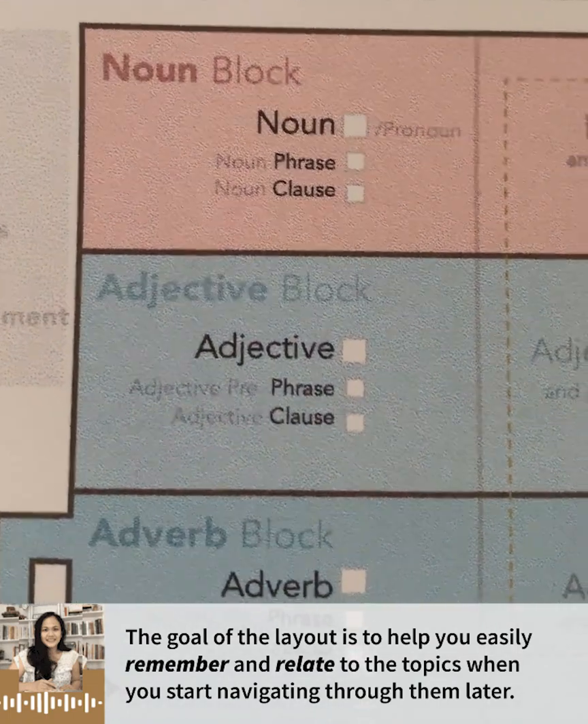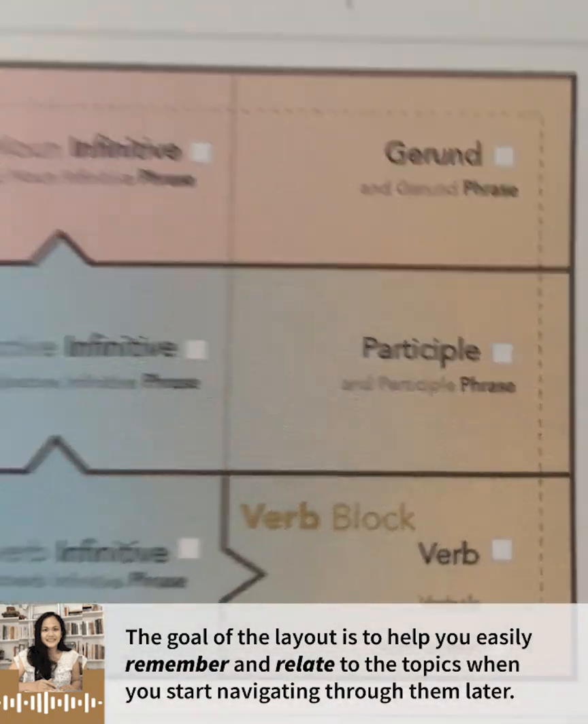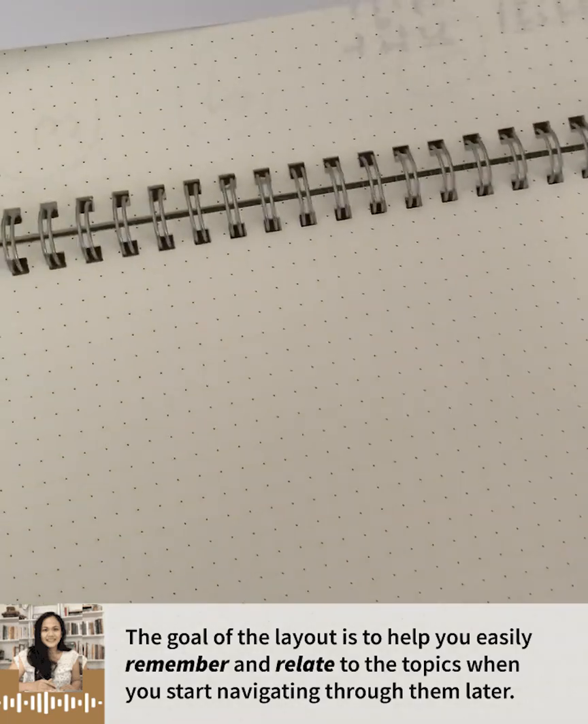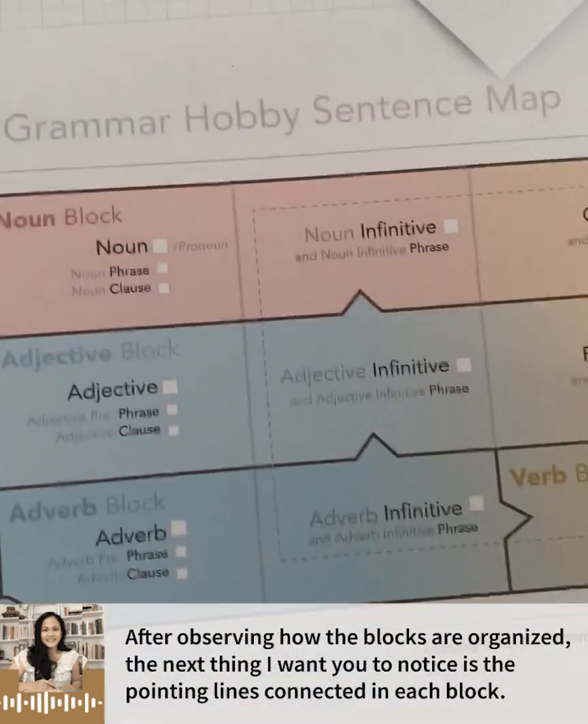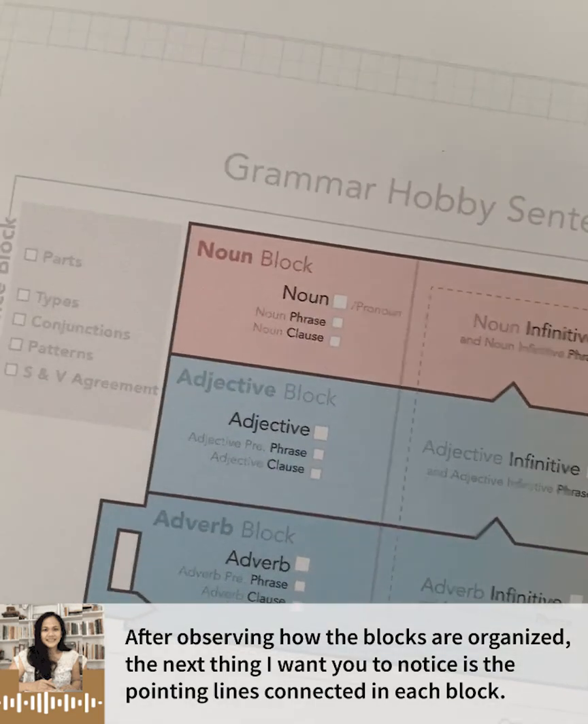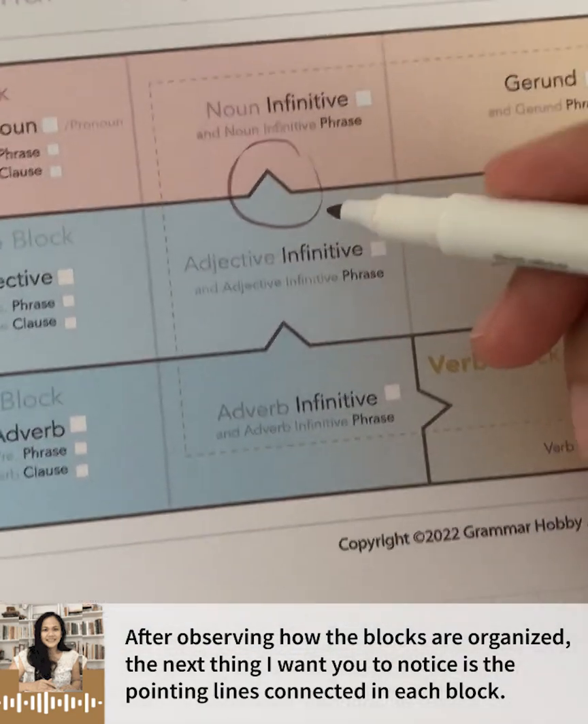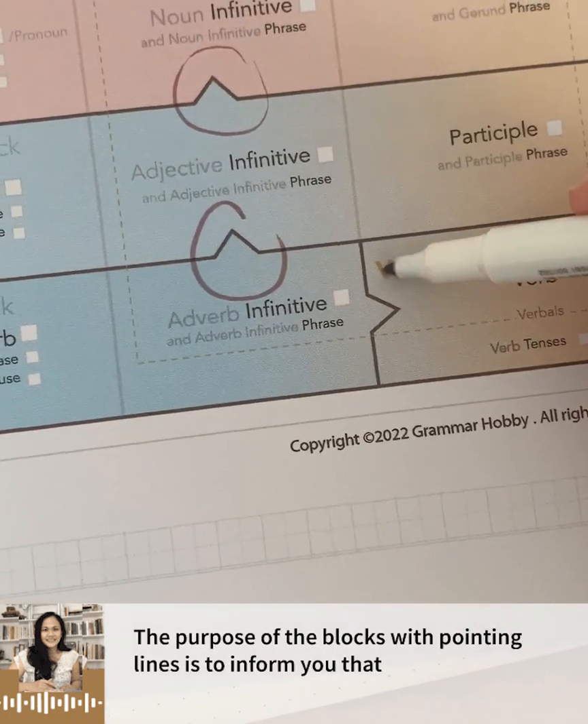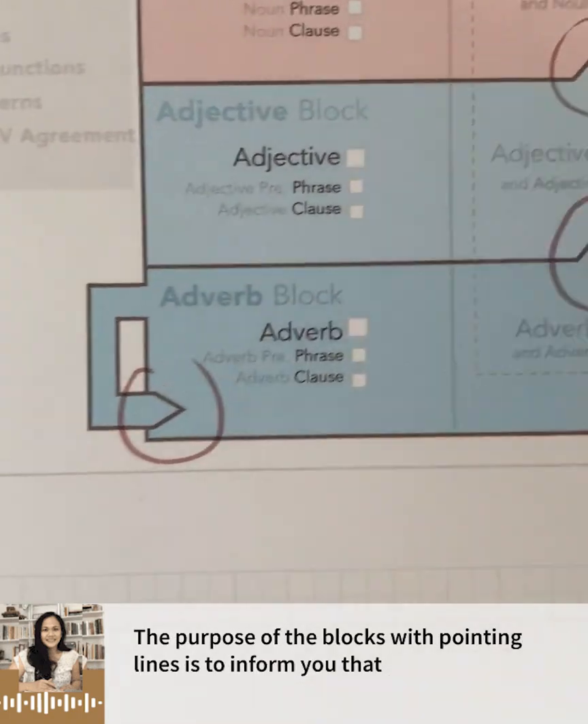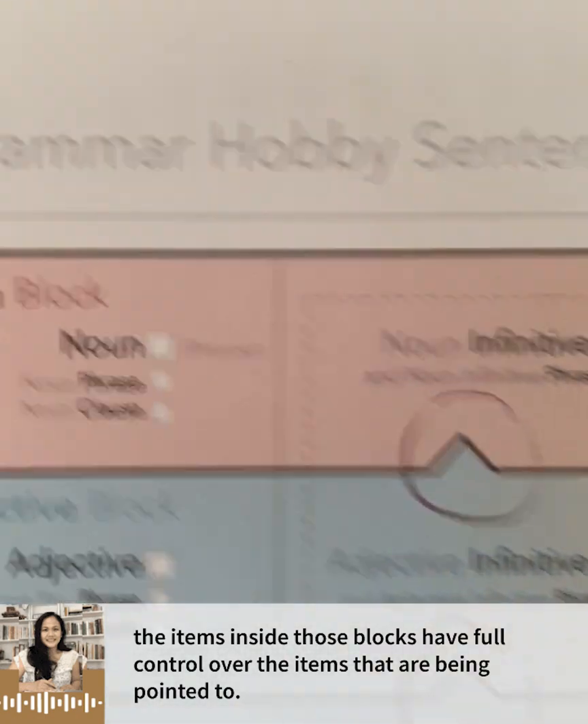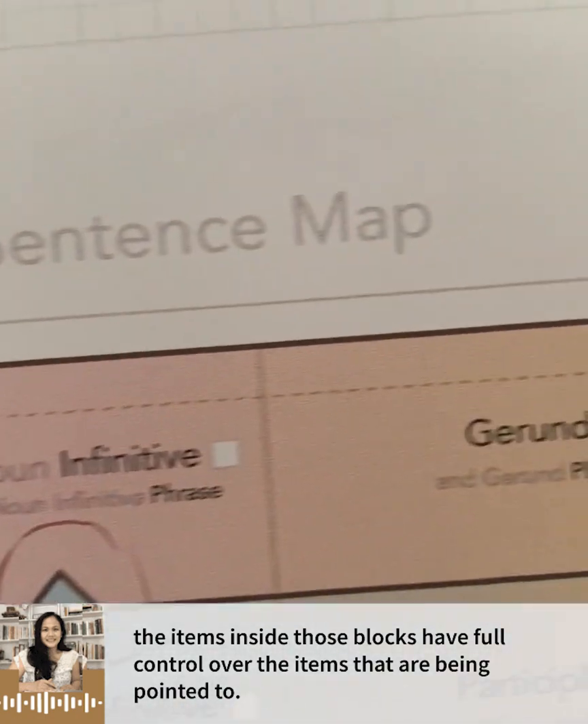The goal of the layout is to help you easily remember and relate to the topics when you start navigating through them later. After observing how the blocks are organized, the next thing I want you to notice is the pointing lines connected in each block. The purpose of the blocks with pointing lines is to inform you that the items inside those blocks have full control over the items that are being pointed to.